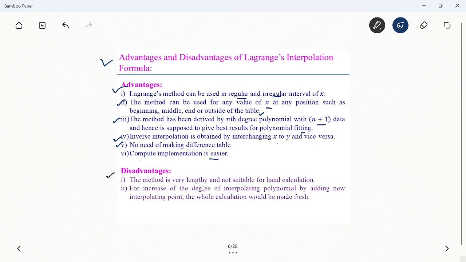Disadvantages: The method is very lengthy and not suitable for hand calculation. Next, to increase the degree of the interpolating polynomial by adding new interpolating points, the whole calculation has to be made fresh.